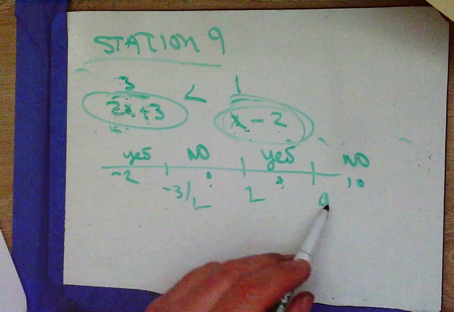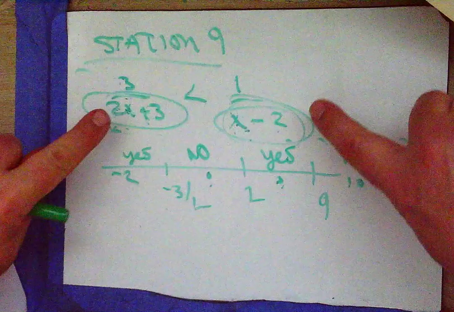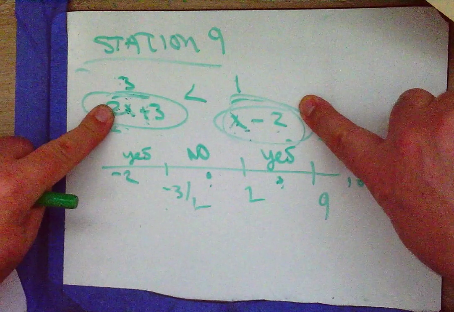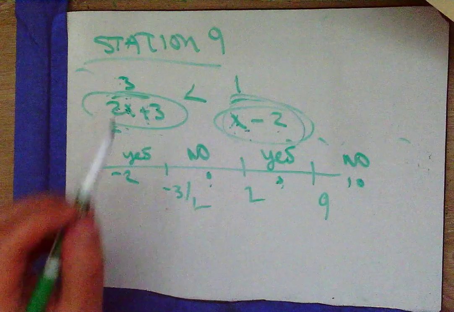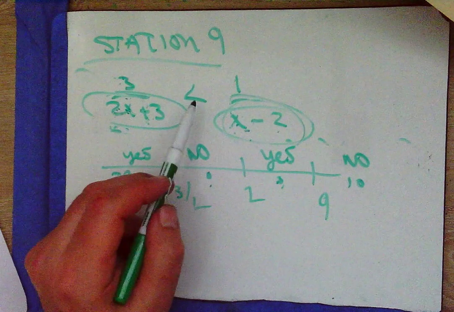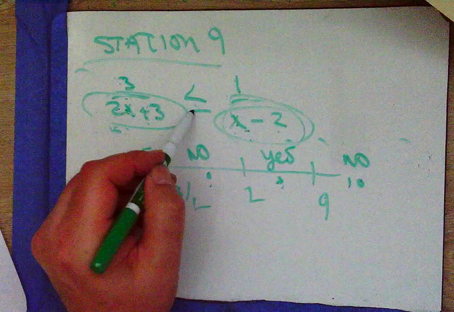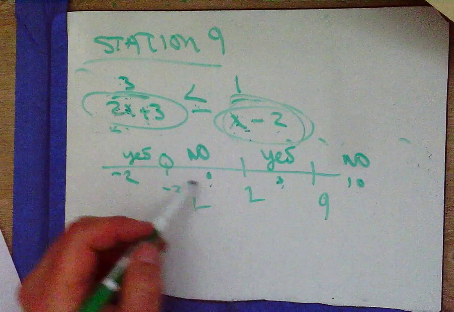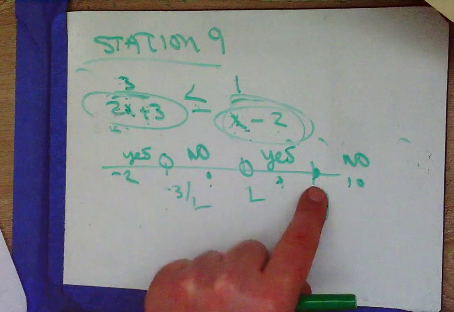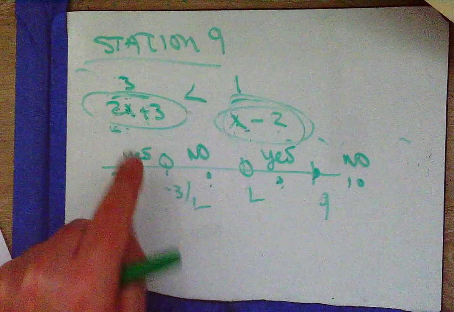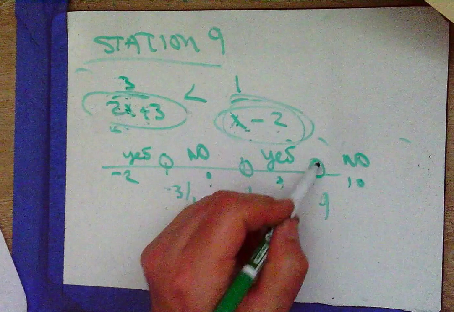Now, what about these points? Well, remember, it's never going to be yes for a critical number that came from a denominator. And this says not equal to. If I had this, this would be an open circle, this would be an open circle, and this would be a closed circle. So I'd have no, no, yes. But because I have that, all of them are no's.